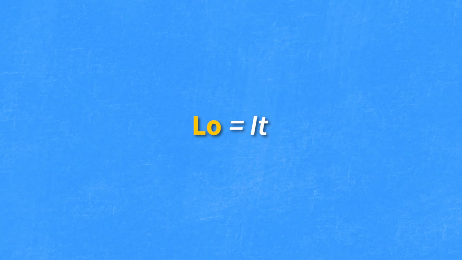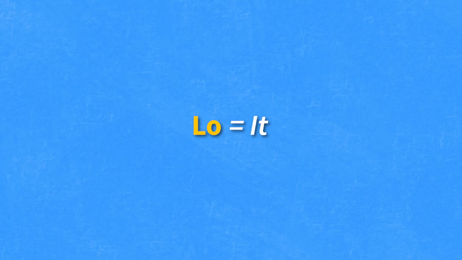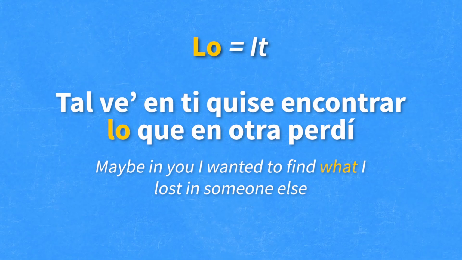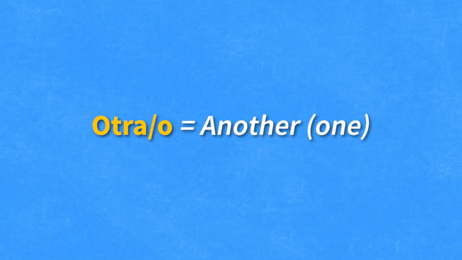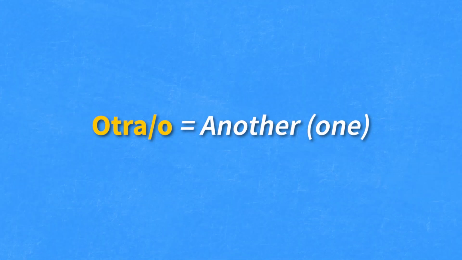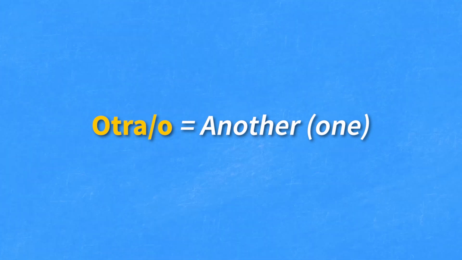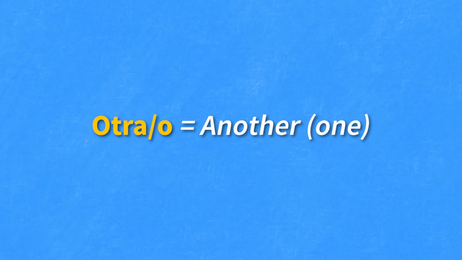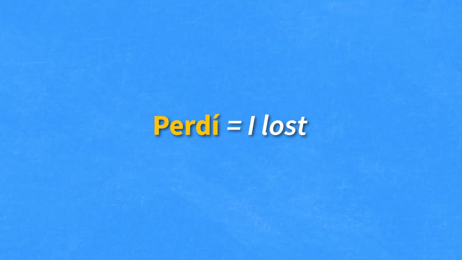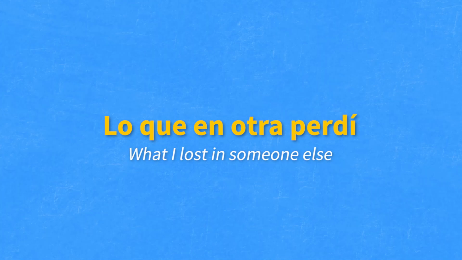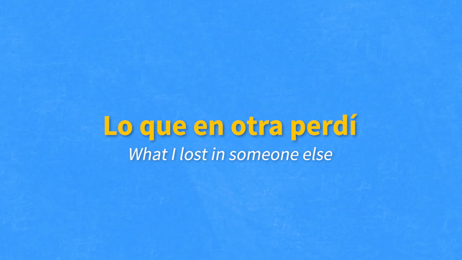Lo means it. It is a pronoun that refers to something previously mentioned. In the case of this song, it refers to what Bad Bunny said he may be looking for. Otra means another, and when talking about relationships, otro or otra usually refers to another person involved, someone else. Perdí means I lost. So, lo que en otra perdí means what I lost in someone else.